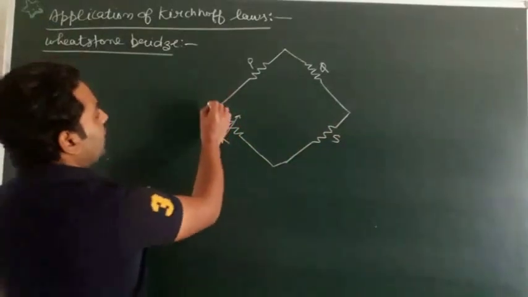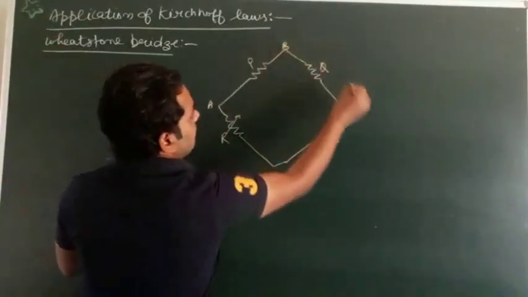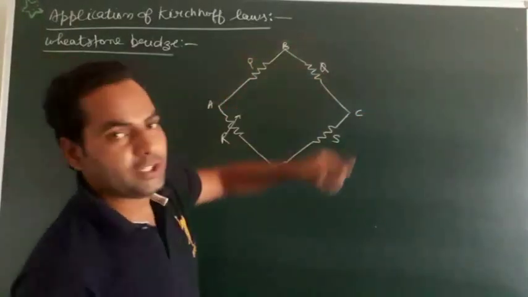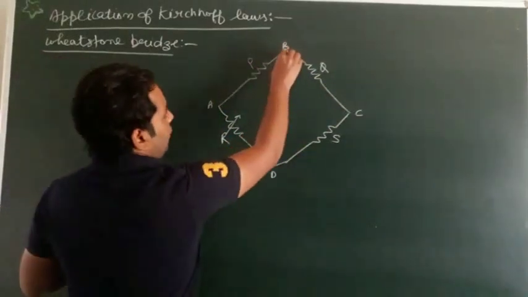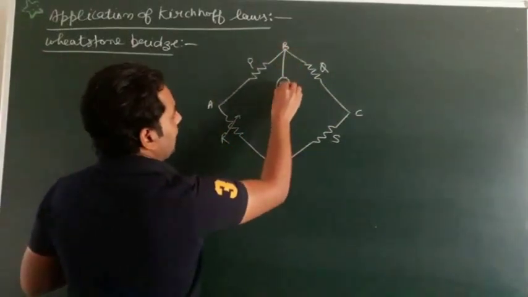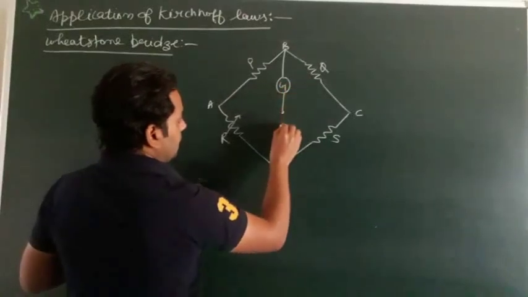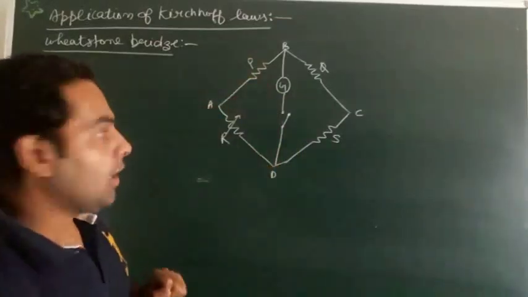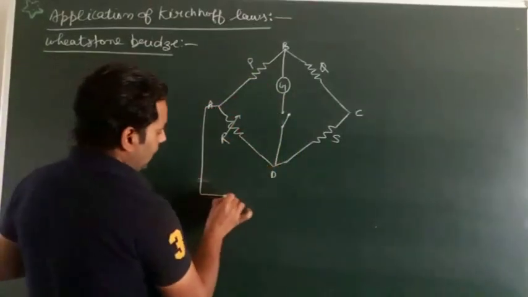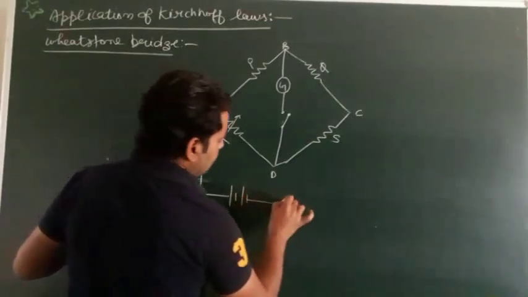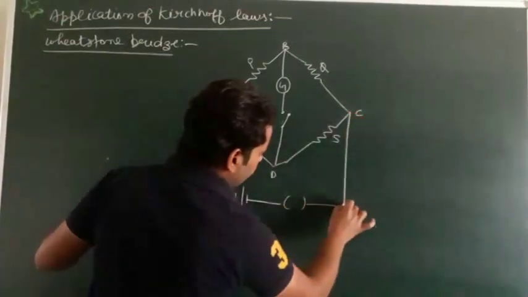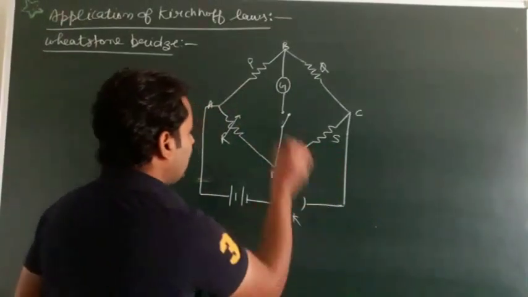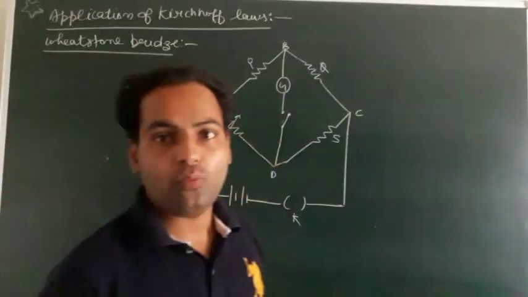Also, if we give the names A, B, C, D, these are the four points A, B, C, D. Now we have to connect a galvanometer between the points B and D, and the points A and C are connected with a battery through a key K. So this is the arrangement of a Wheatstone bridge.